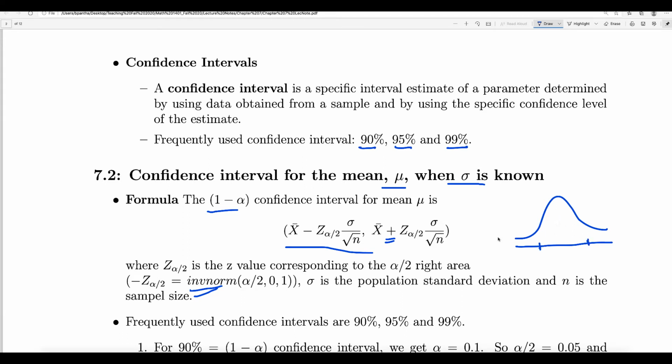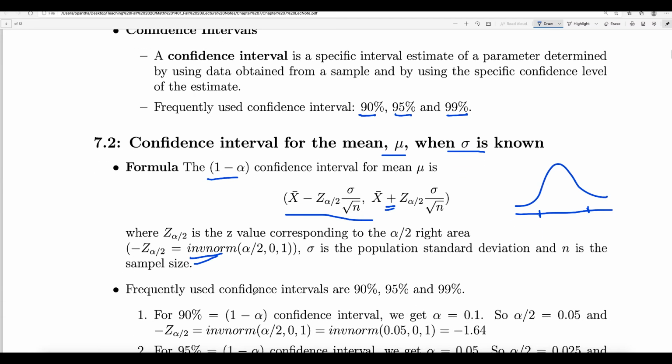Suppose you want to find the 90% confidence interval. For a 90% confidence interval, we write 1 minus alpha equals 90%, that is, 1 minus alpha equals 0.9. Now add alpha on both sides and subtract 0.9 on both sides. You cancel that, so you get 0.1 equals alpha. So alpha is 0.1, and alpha half is 0.05.